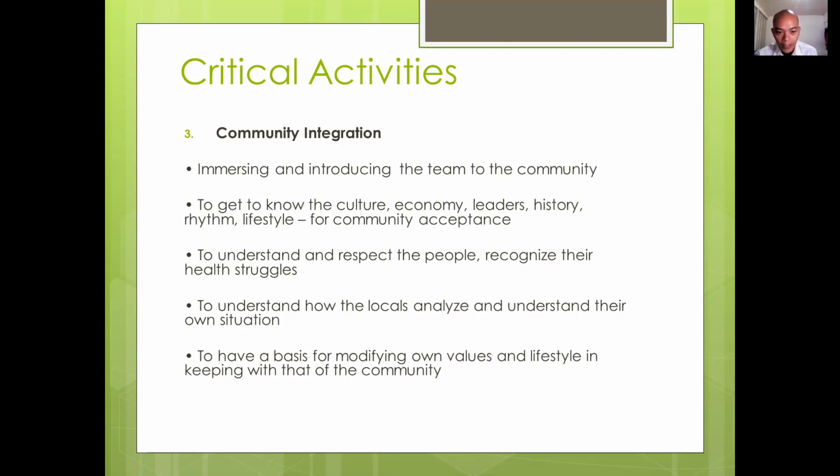Lastly, community integration gives you a basis for modifying your own values and lifestyle in keeping with that of the community. You see that their lifestyle is simple, that they are soft-spoken, that the people are simple and humble there. So you adjust yourself also. In return, you have to be humble also. In return, you have to be respectful also.